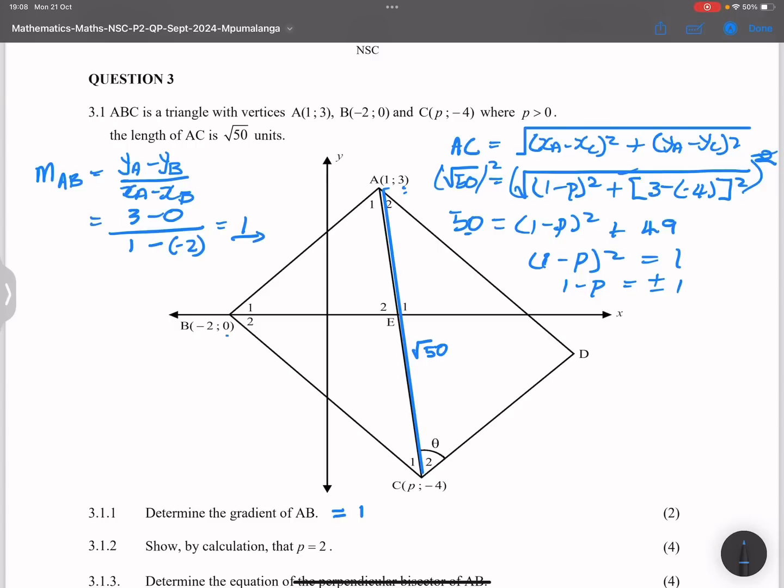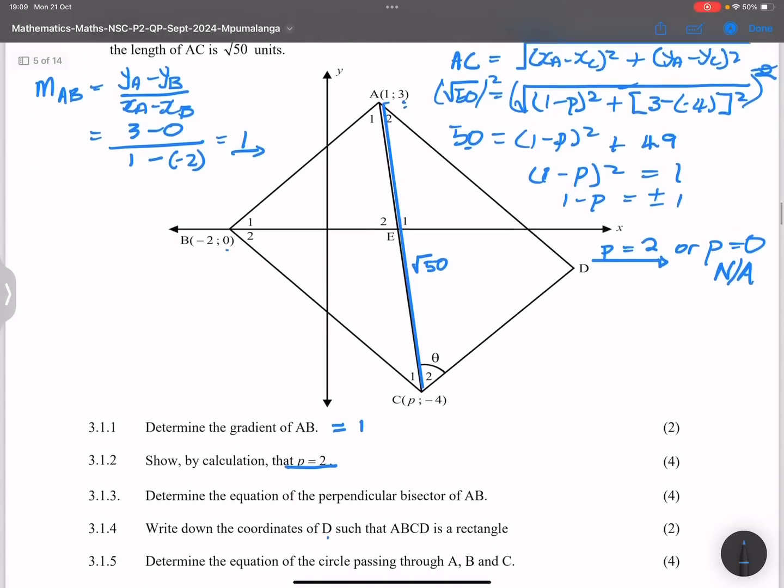That means if I'm looking for P, there are two values of P. Either P is equal to 2, if I take 1 minus the 1 or plus the 1, that will give me 2, or P is equal to 0. Definitely we are going to take this one because they did say to us that P must be greater than 0. So therefore P is equal to 2, which means this is not applicable. Now let's go to the next one.